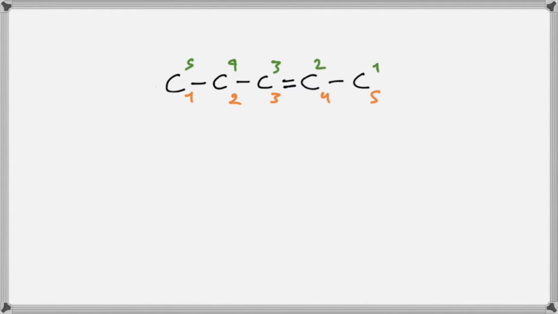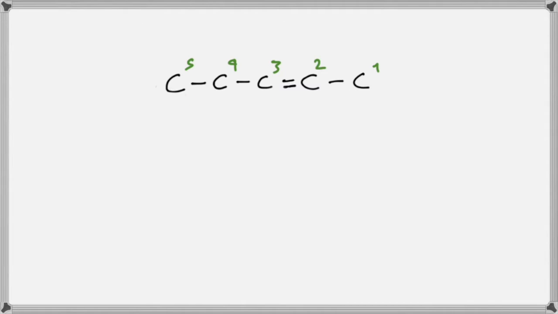So which is the one that we're gonna choose, green or orange? We should probably stick with the green, right? Why? Because in the case of the green, the double bond is between carbon number 2 and 3. So which number is lower, the 4 or the 2? Well, obviously the 2, right? That's why we should go with the green one. So let's erase this one really quick.